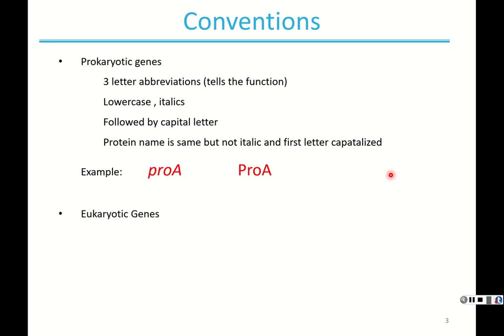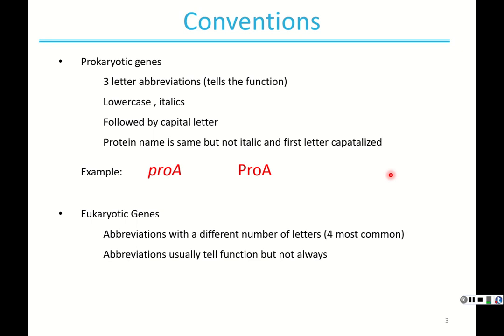And those are for prokaryotic genes. Eukaryotic genes are a little bit more complicated. The abbreviations have a different number of letters. They can have 4 is the most common, but they can have a different number of letters. Usually they tell the function of that gene, but not always. Okay, it kind of depends on when the gene was discovered and what circumstances it was discovered. They use uppercase letters and italics for the gene, so that's important to note that prokaryotic genes are lowercase, eukaryotic genes are uppercase, but both are italicized.